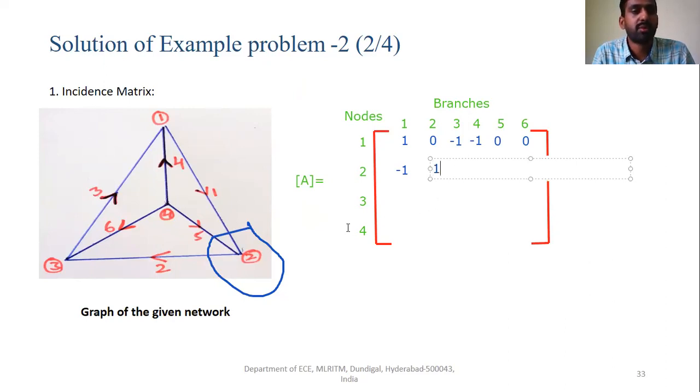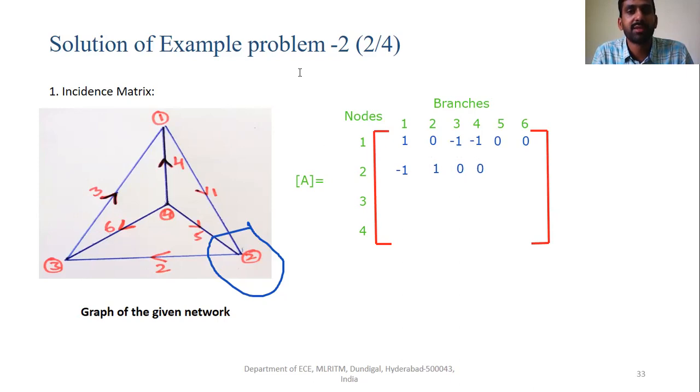So, what about branch number 3? Here is branch number 3, and this is not at all incident to node number 2. If it is not incident, obviously the value is going to be 0. Similarly, branch number 4 is also not incident, and here also the value is going to be 0.